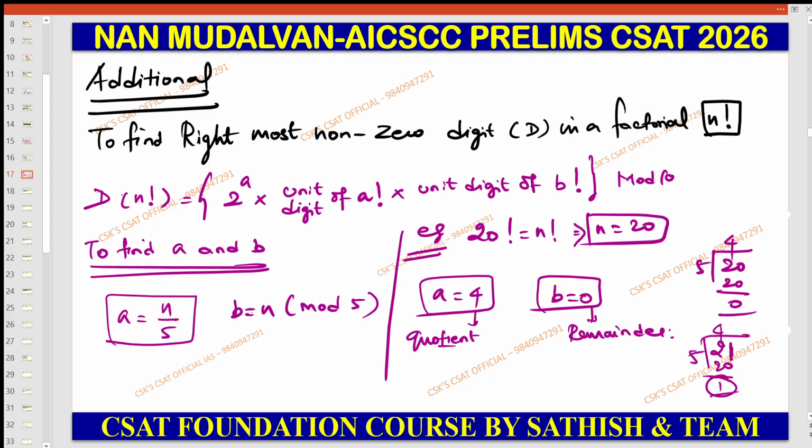If it is a 21 factorial. So that is why I am writing very clearly. A here is nothing but the quotient. B here is nothing but the remainder.